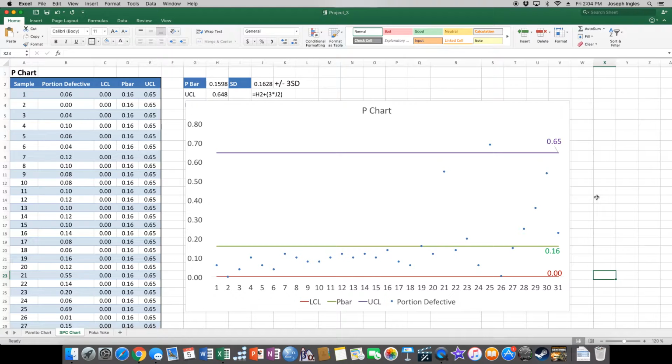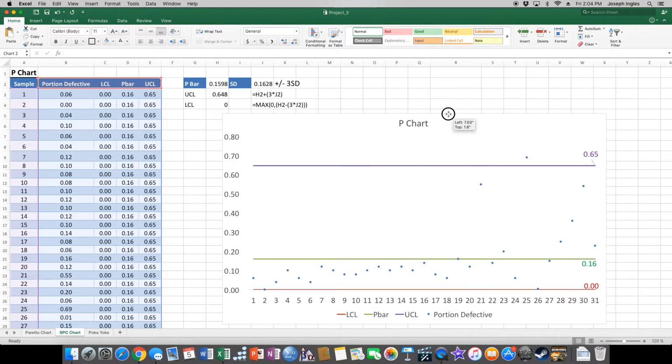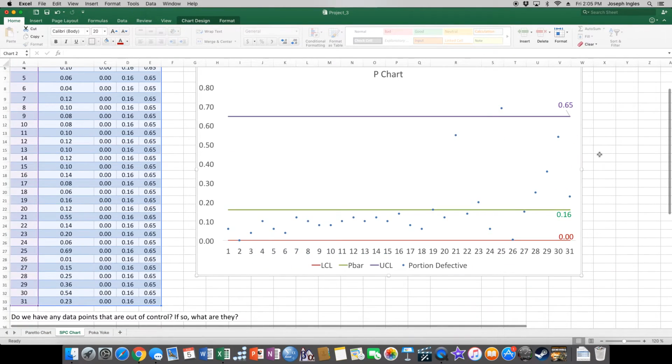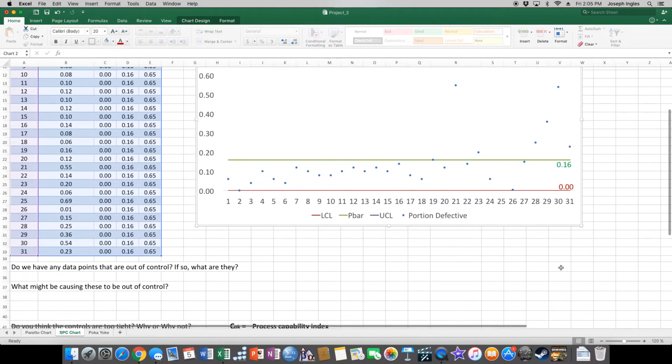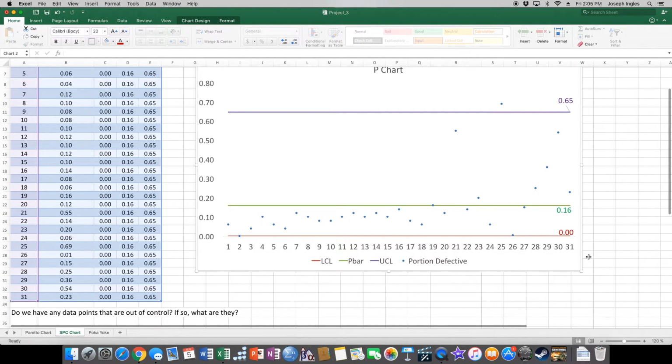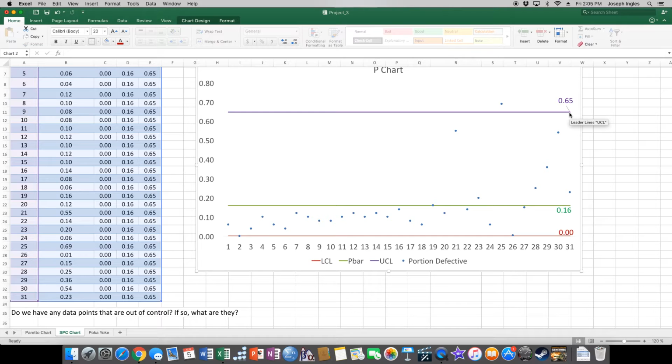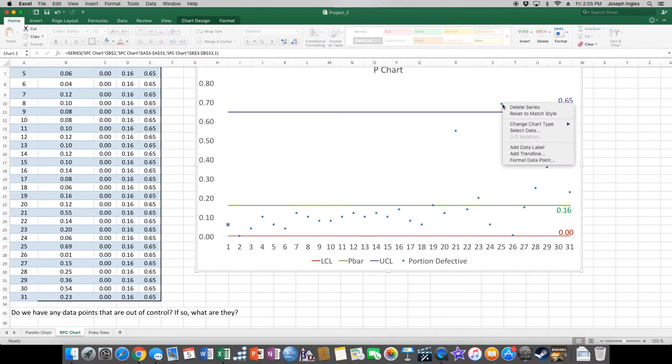All right, now there's a couple of things we want to take a look at here, right? With our chart, we want to look and say, do we see any data points that are out of control? And if so, where are they? Well, the first one we notice is this guy right here. Our upper control limit is 0.65. In other words, the upper control limit tells us that 2/3 of our product is going to be defective, and this dude up here is way higher than that. It's 0.69.